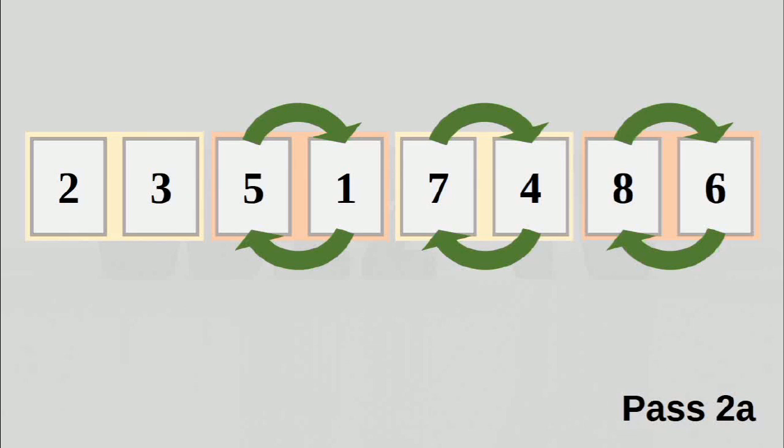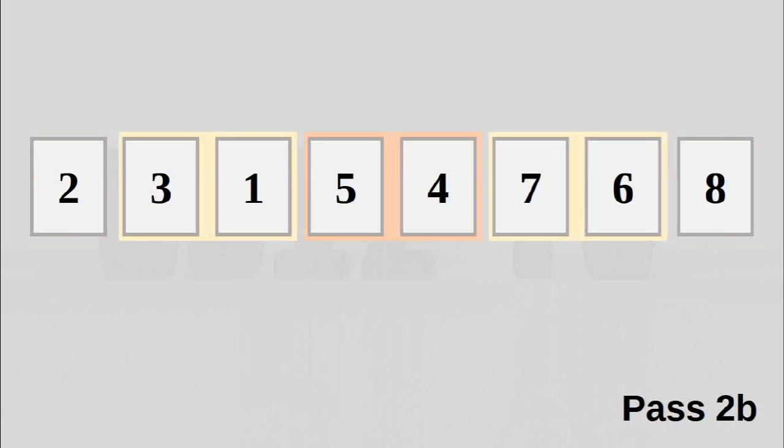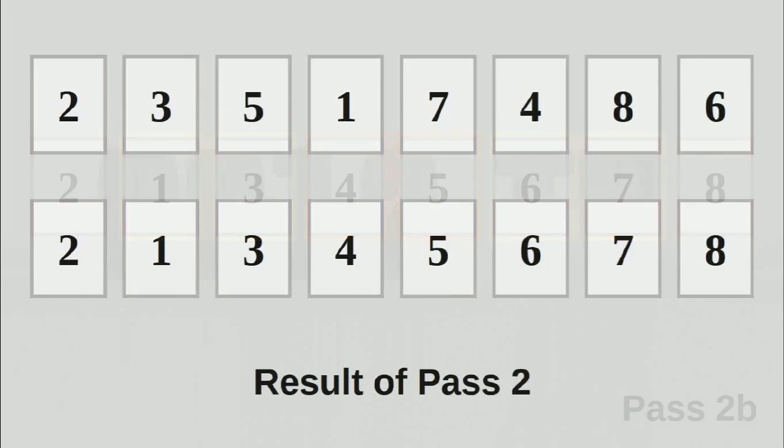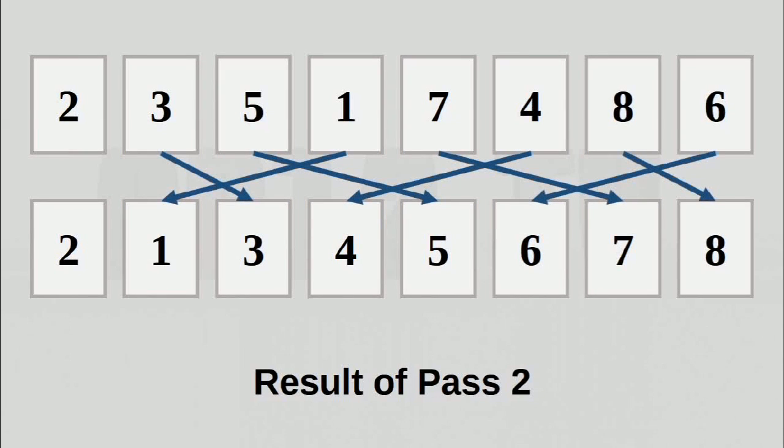Quite a few pairs are pairwise out of order, so we go ahead and swap them. We move on to our even pairs. Again, everything here is pairwise out of order, so we go ahead and swap them as well. Now, at the end of this pass, things are looking much better. Everything is sort of getting nudged to roughly the right position.